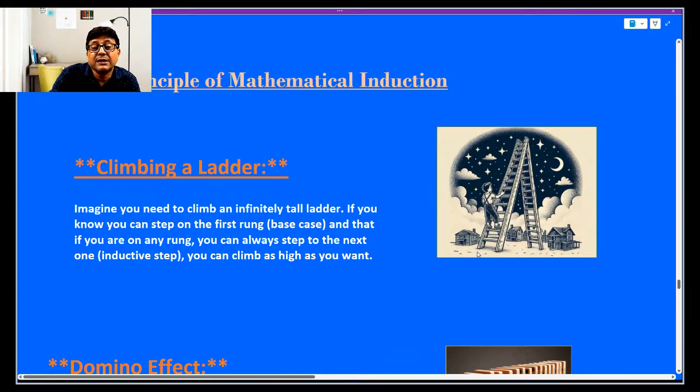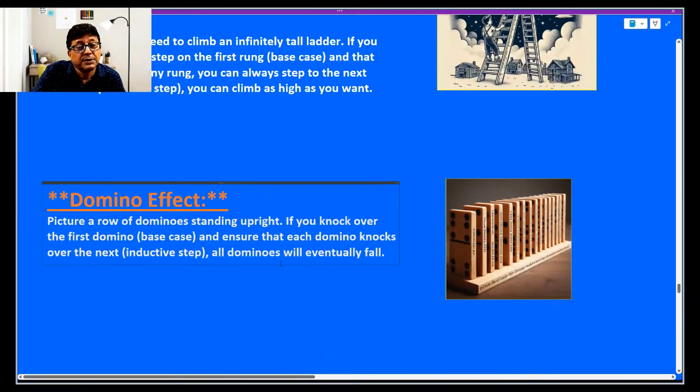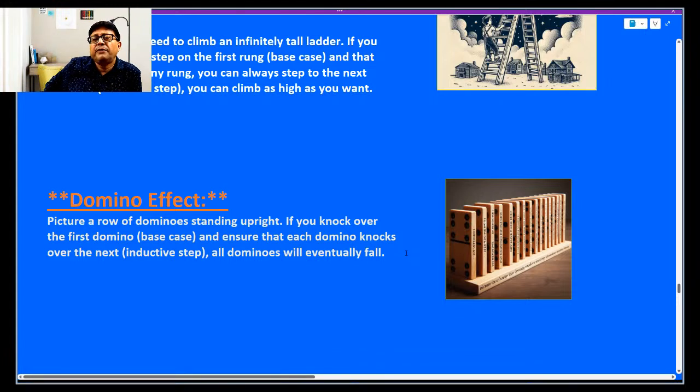Now let us see another one, that is the domino effect. Dominoes are placed in a row. If you knock over the first domino and ensure that each domino knocks over the next, then all dominoes will eventually fall. First domino pushing the second one, second the third one, third the fourth one, finally they all will fall. We have seen that when bricks are arranged in a row, someone just striking at one end, then all will fall gradually.